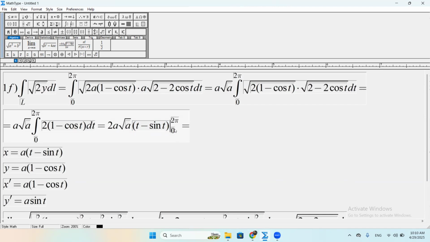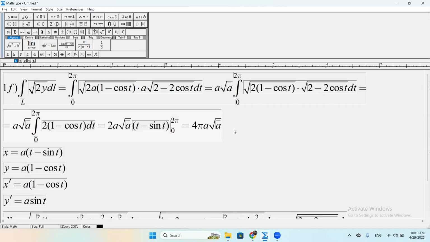So sine will be 0, and what we have for p a square root of a. So this is the final answer. Any questions about this exercise?